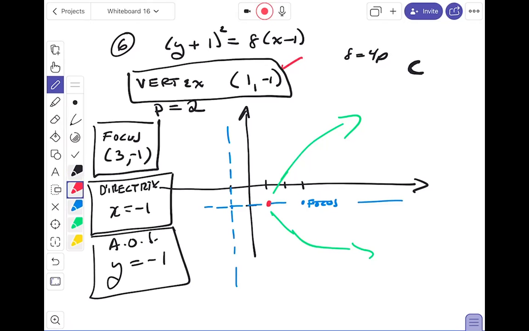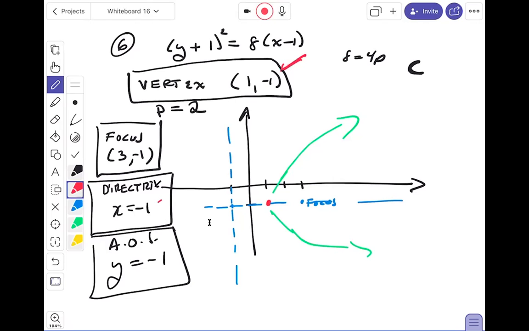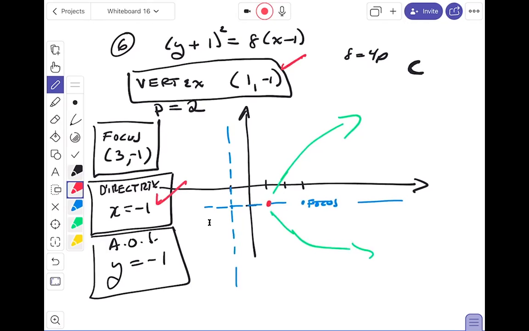Okay. It does say graph it. I did graph it. And by the way, the graph on the piece of paper you're given, the notes, is much better than the graph I'm giving you over here, but it's sufficient. All right. So let's see how we did. Did we get the vertex right? (1, -1). Yes. Did we get the directrix? It says x = -1. Got that right.